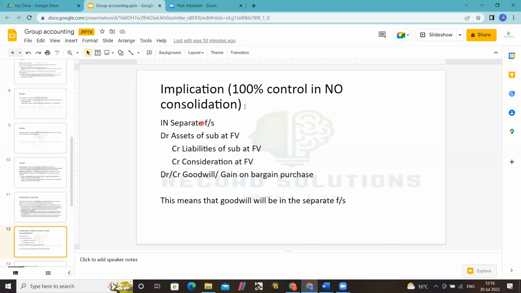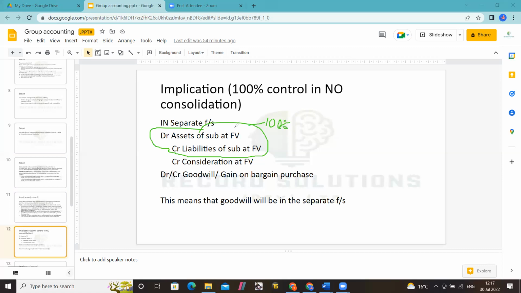So let's see, when do you use goodwill or gain on bargain purchase? Look at this part here, and let me just draw this part of the journal entry. Do you see this part where you debited assets and credited liabilities? This is basically the entire business. This is 100% of the business. This is what you bought from the business.